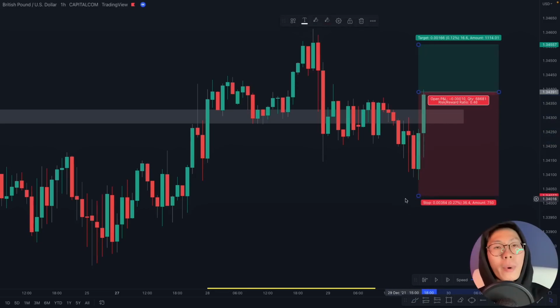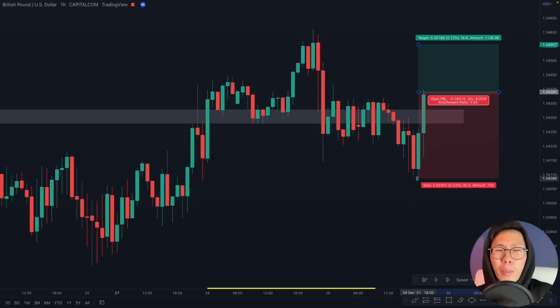Guys, remember, you always want to place your stop loss based on market structure. You cannot be placing it anywhere, right? You want to place it based on market structure, and also make sure you give it a little bit of breathing room. Don't be like a stingy little boy and put it all the way up here. Make sure you give it a little bit of breathing room, place it right here.